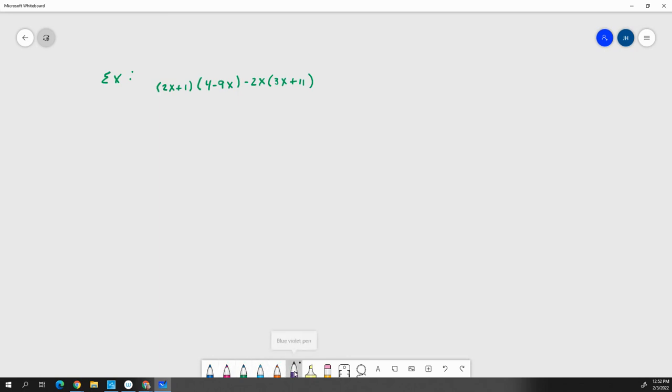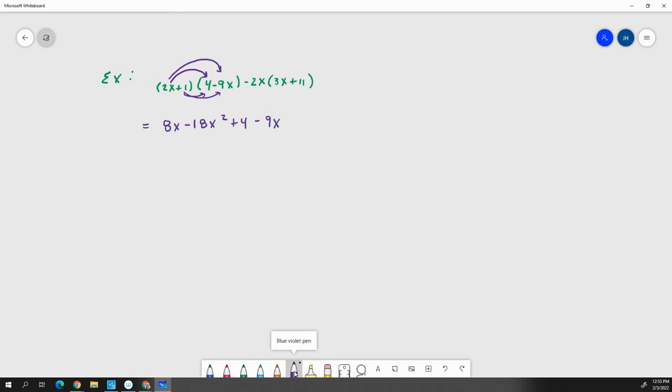just like that. I'm going to take my 2x, and I'm going to multiply it times 4. And that's going to give me 8x. Then I'm going to take 2x, and I'm going to multiply it times negative 9x. And that's going to give me negative 18x squared. 2x has been played out. It can't be multiplied times anything else right now. So we're going to take 1 and we're going to multiply it times 4. We get plus 4. Then we're going to take 1 and multiply it times negative 9x, and we're going to get negative 9x.